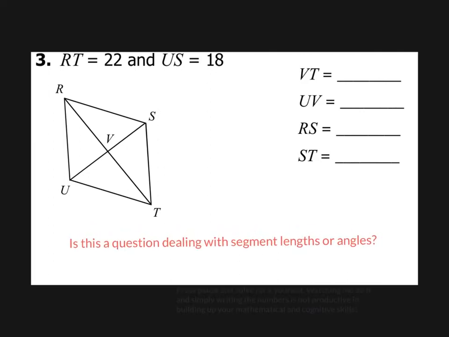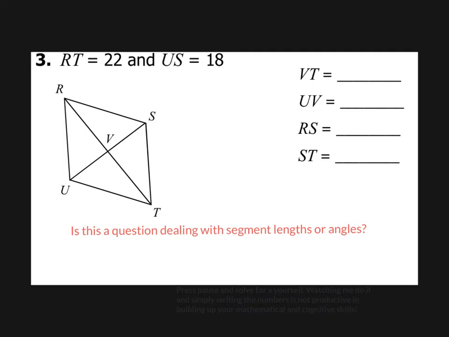Now again, is this question dealing with side lengths or angles? So I'm looking here and it looks like these are all segment lengths. And this is a rhombus, so again, this is the same all the way around. These two are the same, and these two are the same. And this meets perpendicularly. All right, that's what I know about the side lengths. Let's get moving.